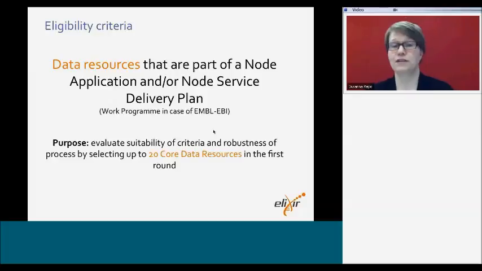At first, I would like to discuss a little bit the eligibility criteria for candidate core data resources. Very important to note here is that we are talking about data resources, so not resources from other platforms at this point. The candidate resources that are submitted to us have to be part of a node application or a node service delivery plan, or the work program in the case of EMBL-EBI. As mentioned earlier, the purpose of this selection round is really to evaluate the suitability of the indicators and of the process, and we will aim to select up to 20 core data resources in this first round.